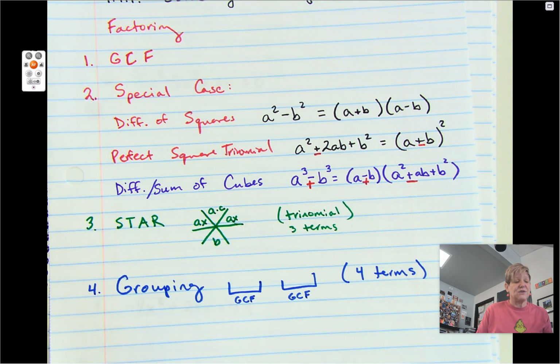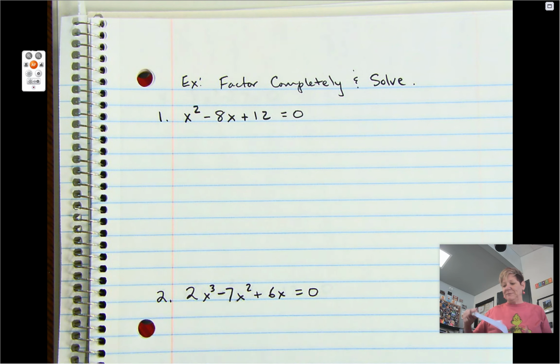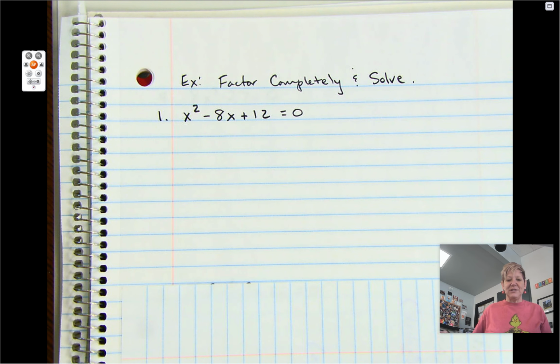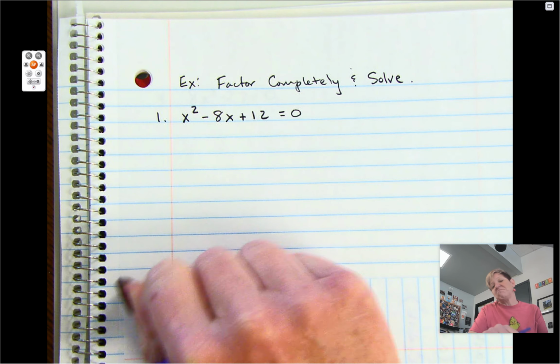And we're going to practice those. So we're going to go through and do a bunch of example problems today and practice. All right. Okay, so let's look at our first example. Our first example says factor completely and solve. So we're going to factor this. So we're going to use our steps. GCF, is there a common factor in those three terms? No.